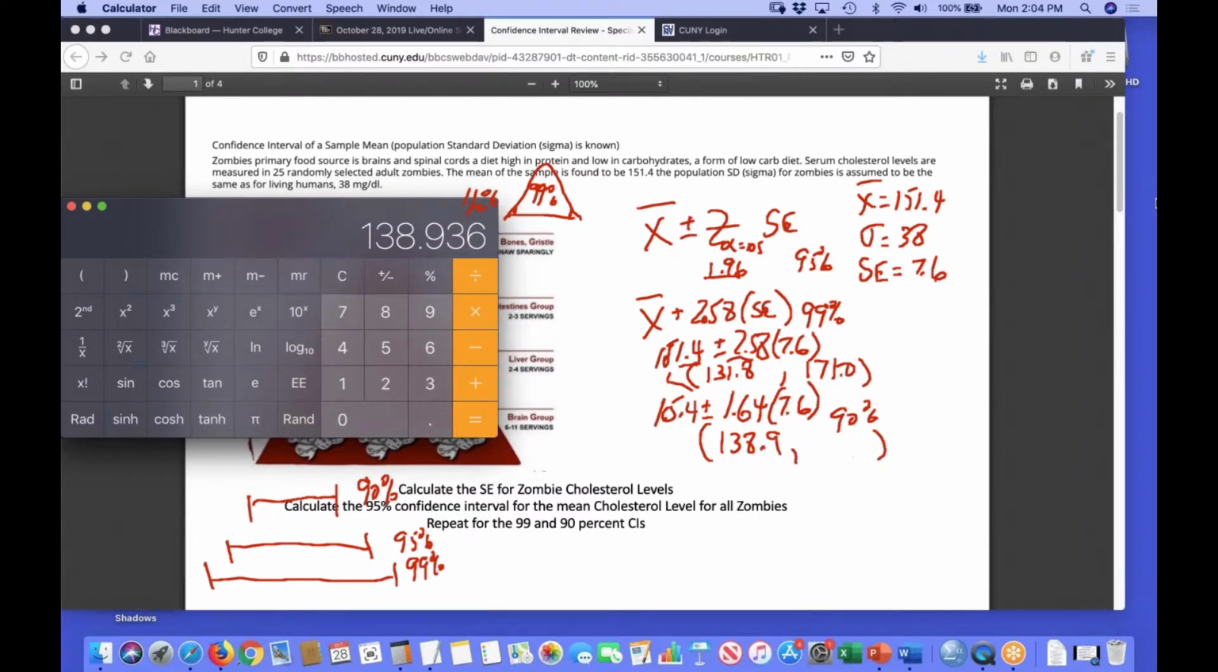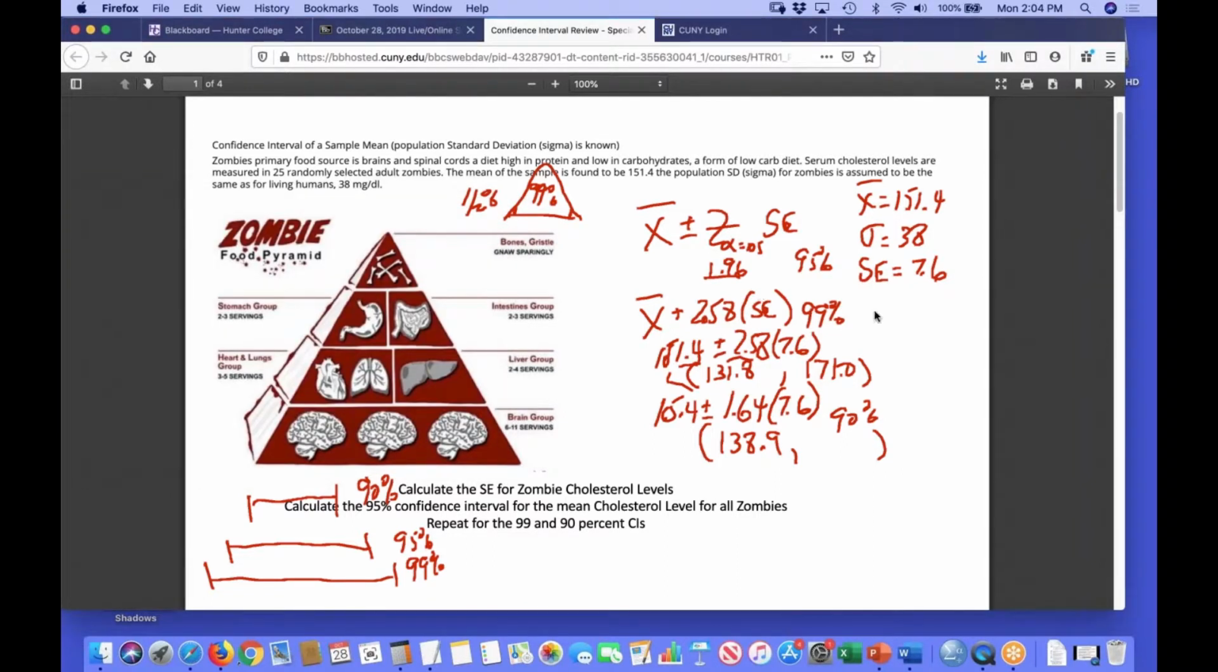And the upper range is going to be 151.4 plus our margin of error, 163.9. Okay, that's our 90% confidence interval and our 99% confidence interval.